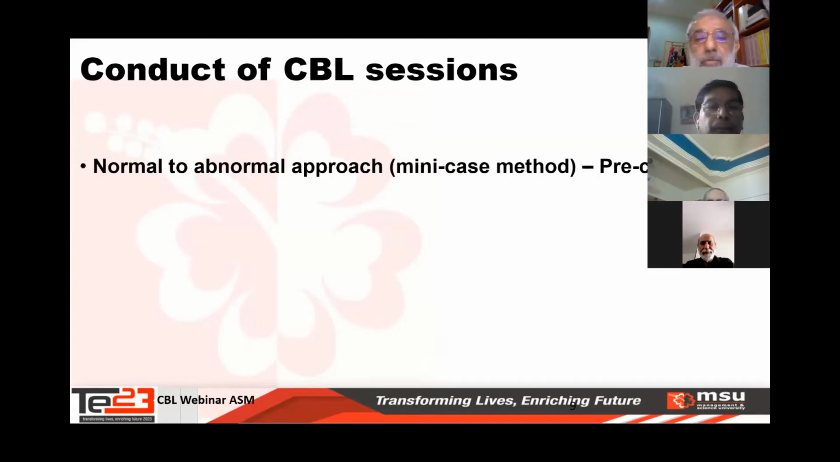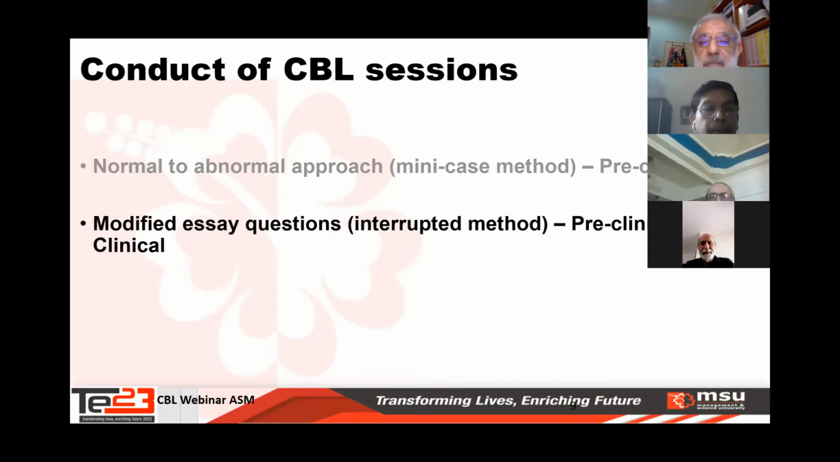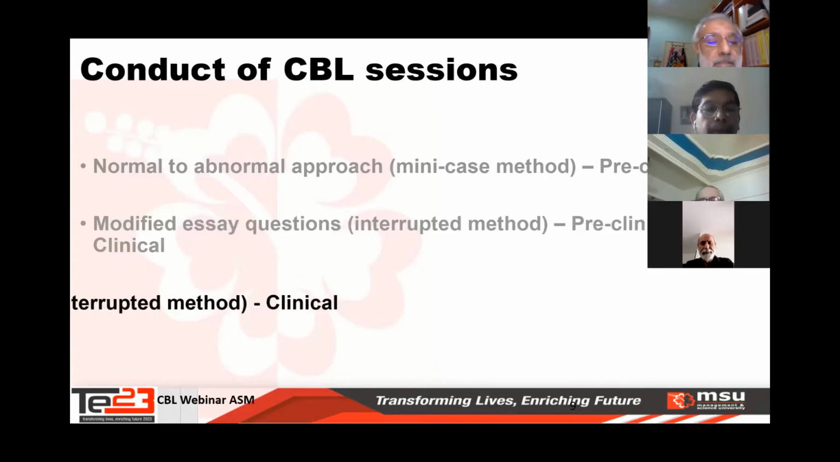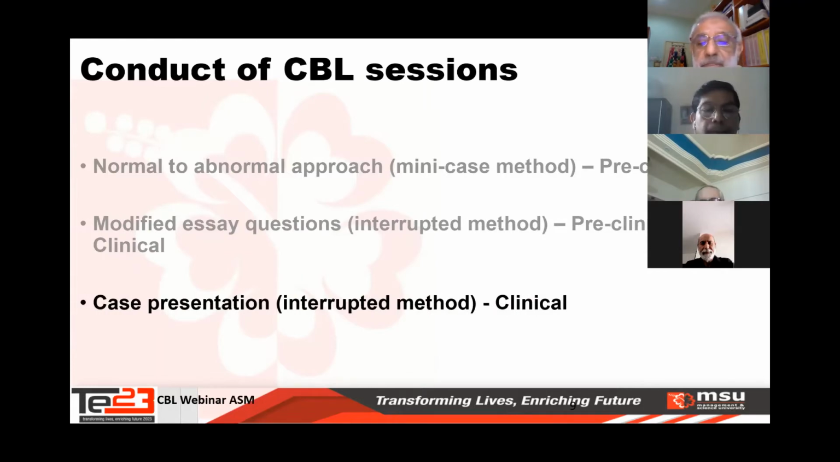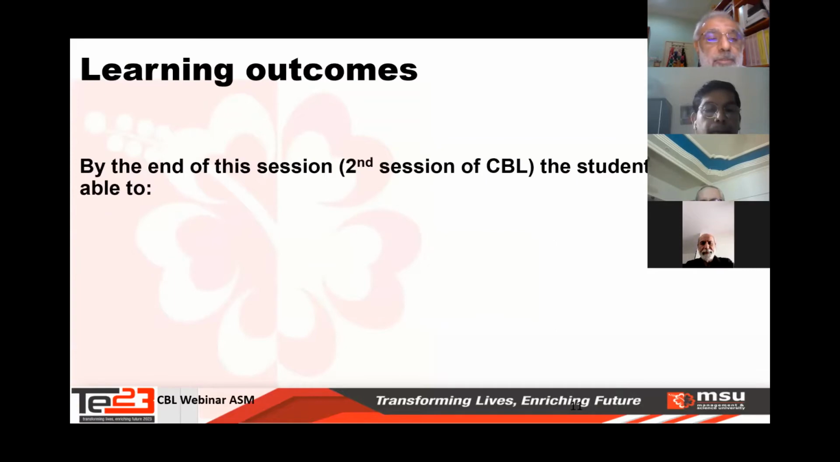Now, going to the third part, how to conduct a CBL session. As I mentioned, there are 3 methods we are talking about today. Normal to abnormal approach, which is mainly applicable to preclinical years. Modified essay question or interrupted method or CPC method, which can be applied to both preclinical and clinical years. And then case presentation, which is mainly applied in the clinical years. First, let's talk about the normal to abnormal approach.